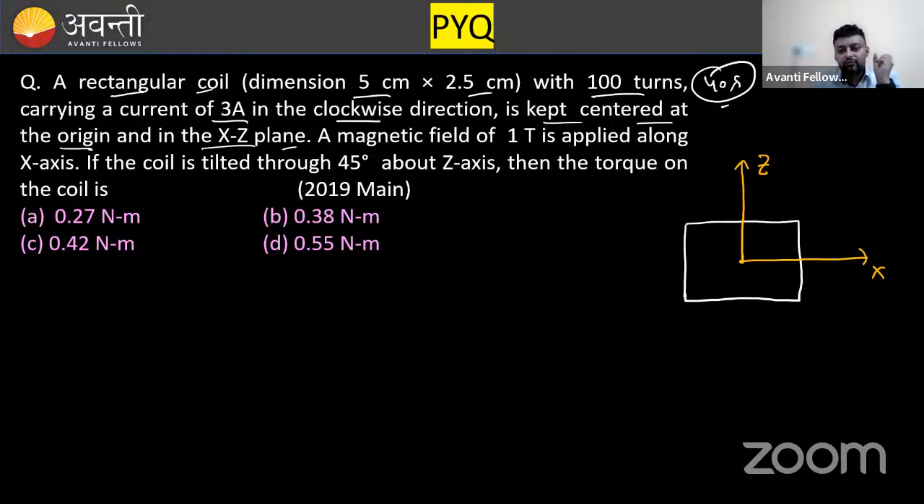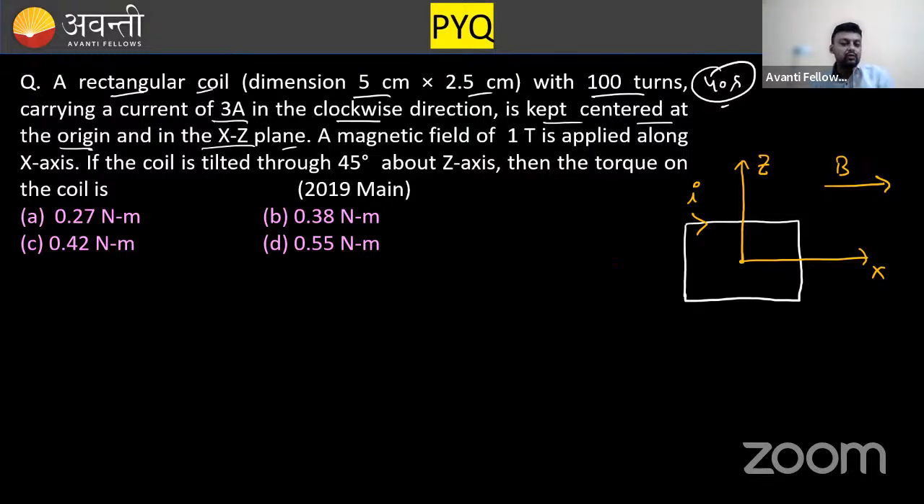And there is a magnetic field of 1 Tesla along the x-axis. Let's suppose the magnetic field is B in the horizontal direction. If the coil is tilted through 45 degrees about the z-axis, now coming back to the topic, it has some current in the clockwise direction, that is I. This is the current in the coil.